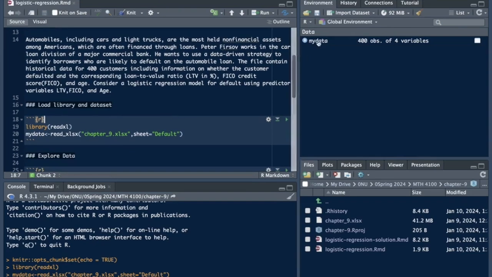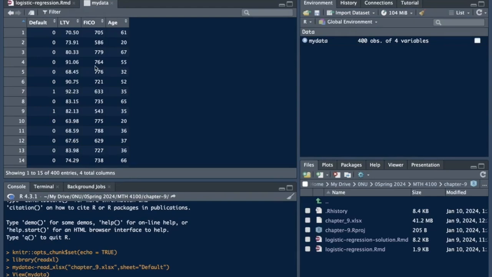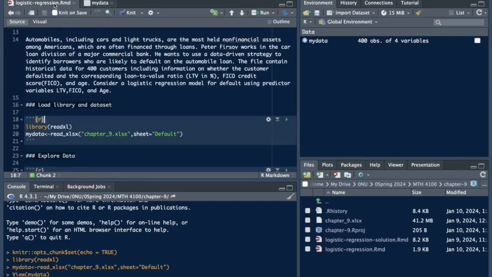So this is the data. Let's explore the data and look at the variables that we have. So we have default. Values are 0 and 1: 0 is not defaulting, 1 is defaulting. The customer or borrower is defaulting on the loan. Then LTV in percentages, credit score, and the age. So we have to estimate the default function. So this is the point.